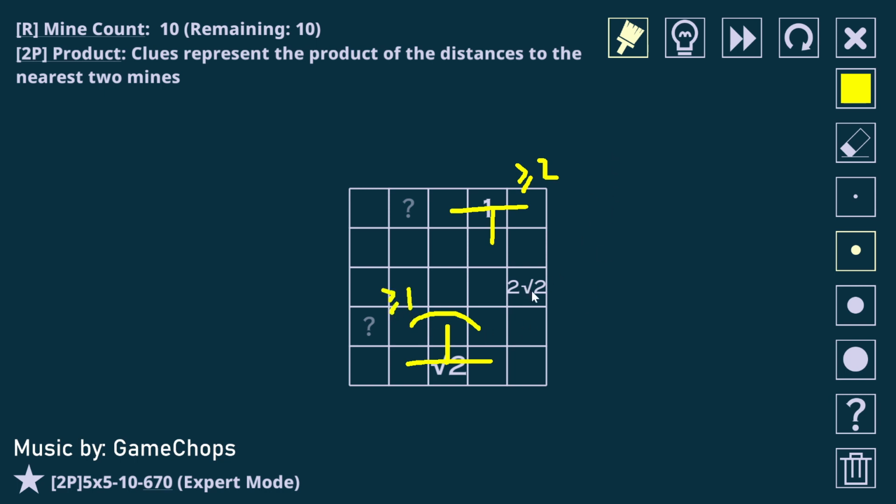Okay, what about this 2 root 2? Well, that's just root 8, I think. And that's because 2 root 2 is equal to root 4 times root 2, which is root 8. There you go. So this is root 8.